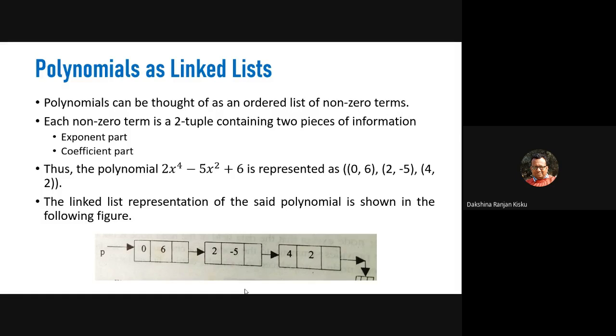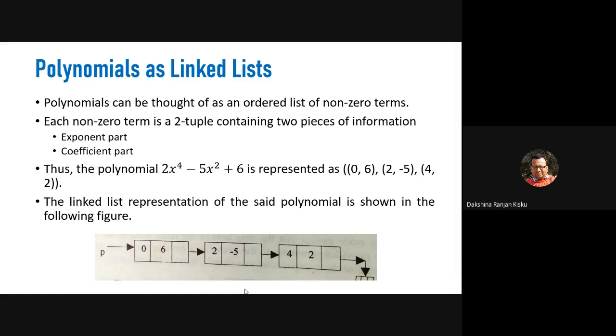Okay. So if we consider a polynomial like 2x^4 - 5x^2 + 6, then here we can see that we have three non-zero terms. And in each non-zero term, we have two pieces of information, the exponent part and the coefficient part. So in the first term, 2x^4, 2 is the coefficient, and in x^4, 4 is the exponent part.